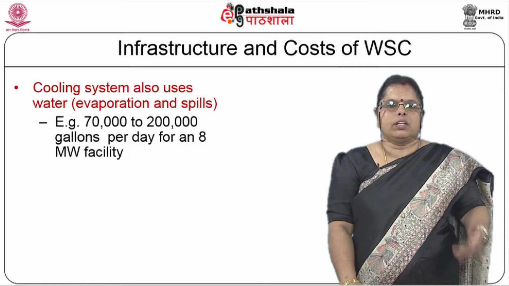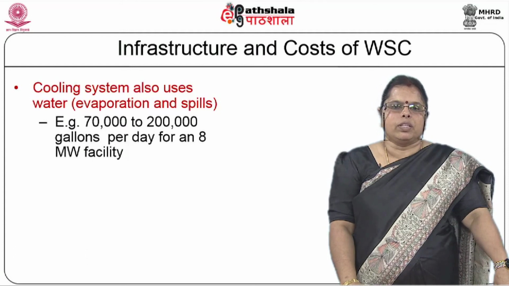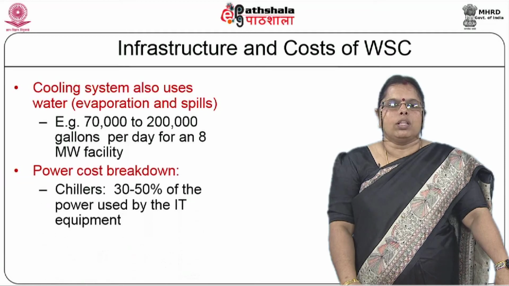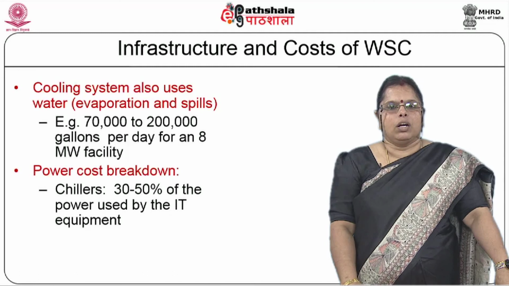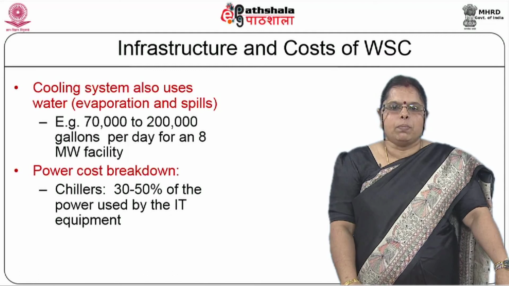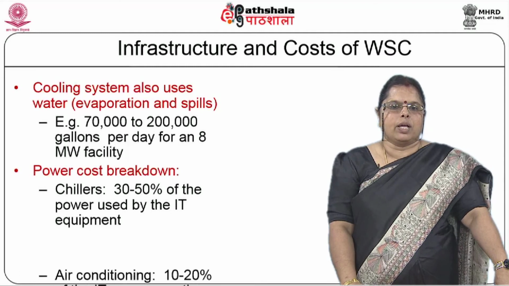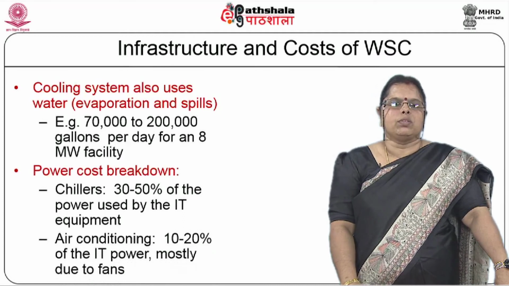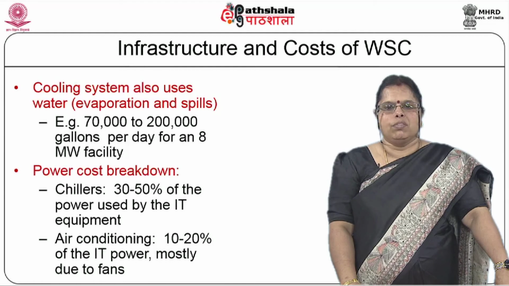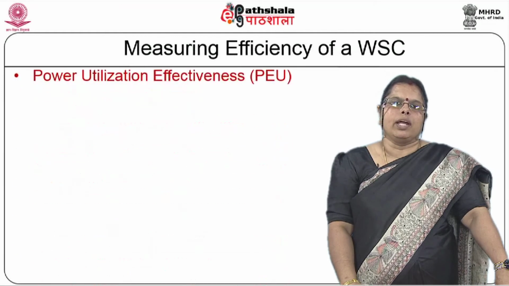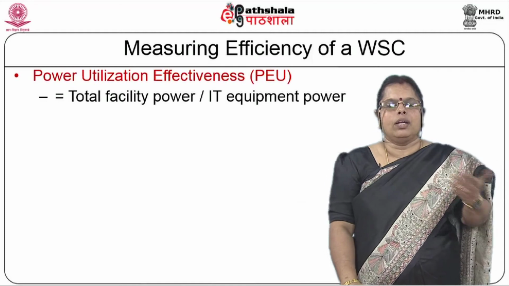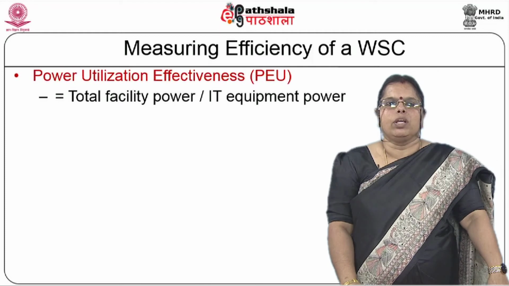For example, the consumption is about 70,000 to 200,000 gallons per day for an 8 megawatt facility. And if you look at the power cost breakdown, chillers use 30 to 50% of the power used by the IT equipment, and air conditioning uses about 10 to 20% of the IT power, mostly due to fans. So all this gives you an idea of how much money has to be invested into your power requirements and the cooling requirements.